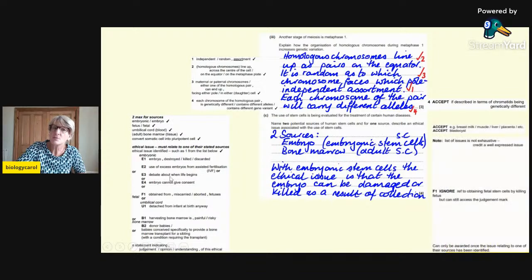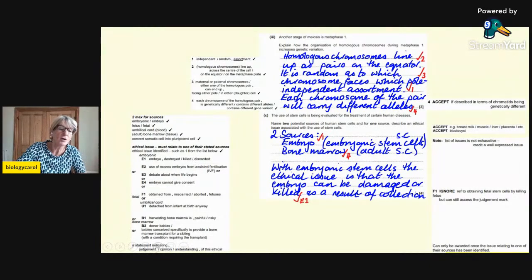So here's the mark scheme, here are the examiner's comments. You've got a maximum of 2 for stating the 2 sources. So I got those. I rightly identified one of the ethical issues for the embryonic stem cell, E1. Here are my marks.